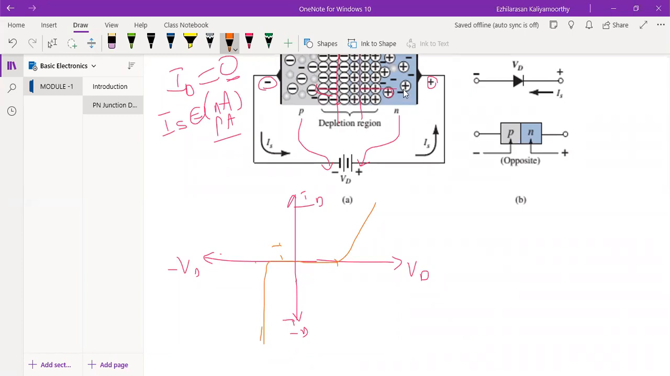Later we will study this in detail. From this we studied three biasing conditions: forward bias, reverse bias, and zero bias. I hope this is clear for you.